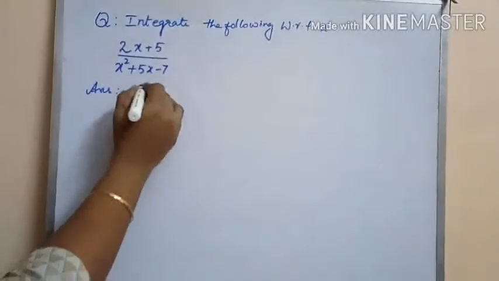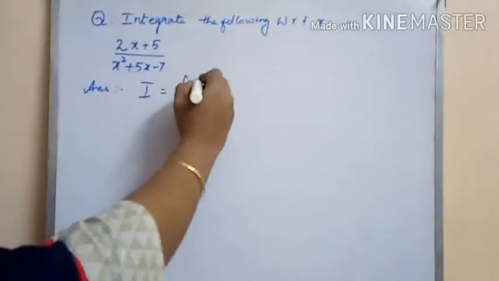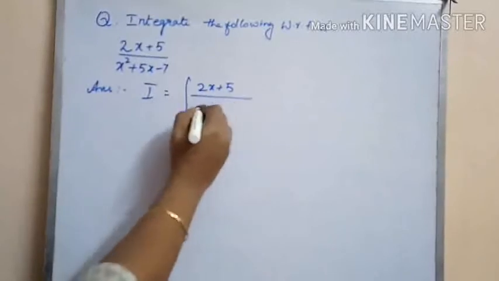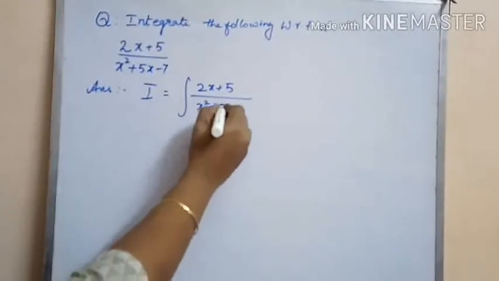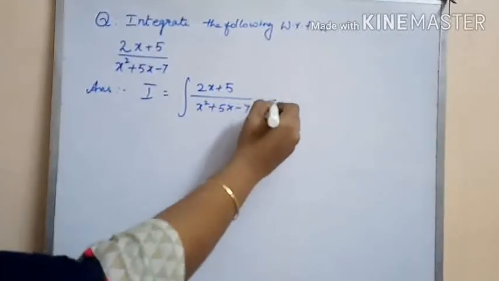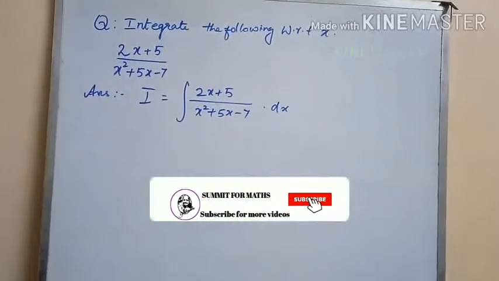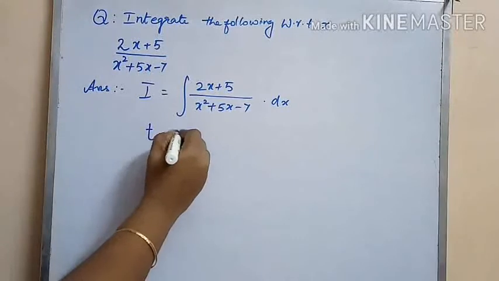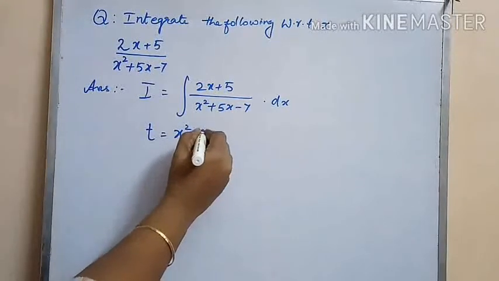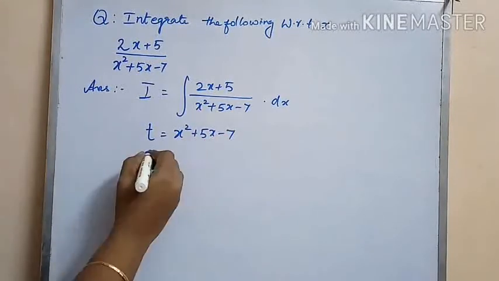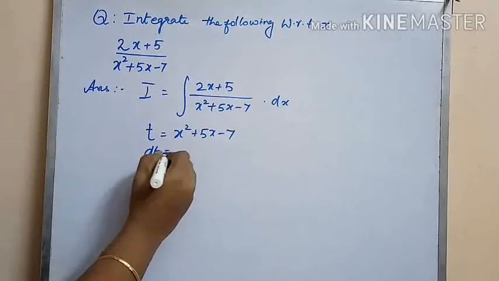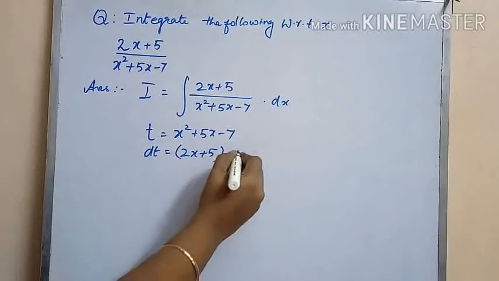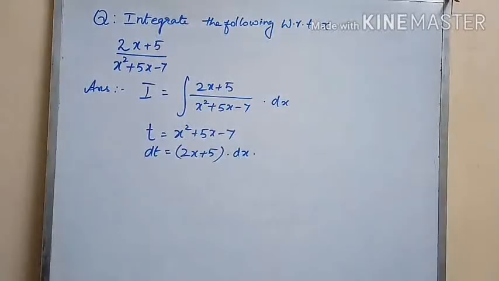Here we have a problem: (2x + 5) / (x² + 5x − 7). So let us take I as the integral of (2x + 5) / (x² + 5x − 7) dx. Let us do a substitution here. t is equal to x² + 5x − 7. So we get dt as (2x + 5) dx.